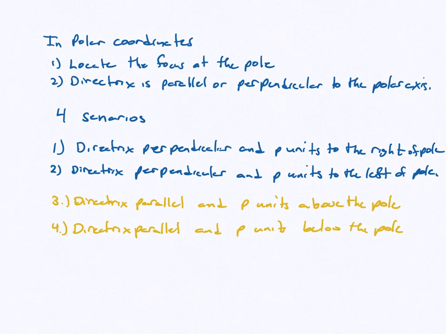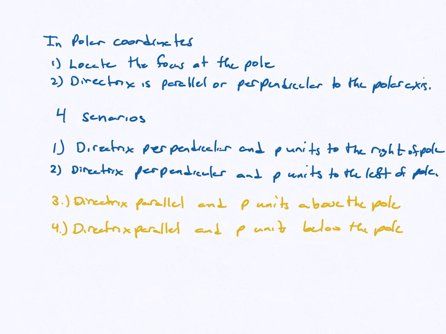And with these two ideas, we're going to have 4 different scenarios. The directrix is either going to be perpendicular to the polar axis and p units to the right of the pole, or perpendicular to the polar axis and p units to the left of the pole. The other option is the directrix parallel to the polar axis, either p units above the pole, or parallel and p units below the pole. So there are really 4 different situations.